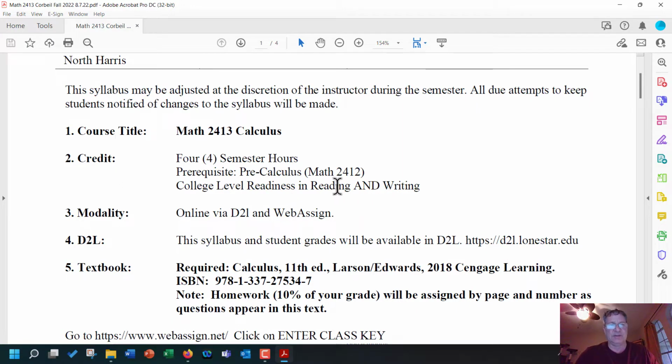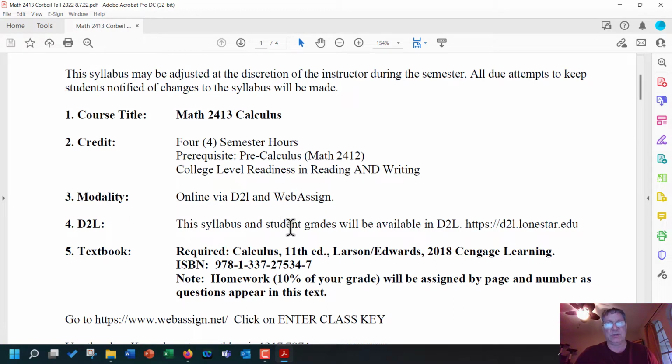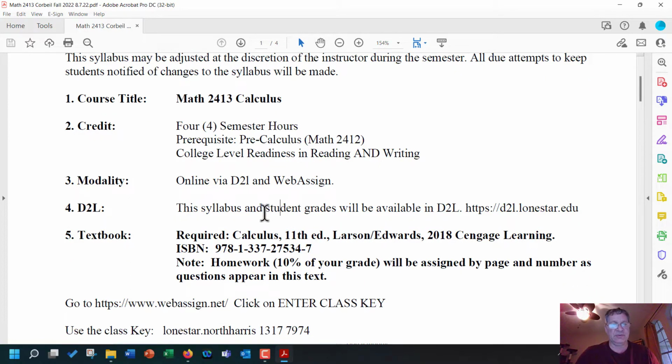It's a 4-semester hour course. The prerequisite is at least pre-calculus 2412, and currently the prerequisite for pre-calculus is also trigonometry. So you need a math trigonometry and the pre-calculus before you do this course. If you don't have those two, you're going to be at a severe disadvantage, and you should go and see an advisor about whether the course is still suitable for you.